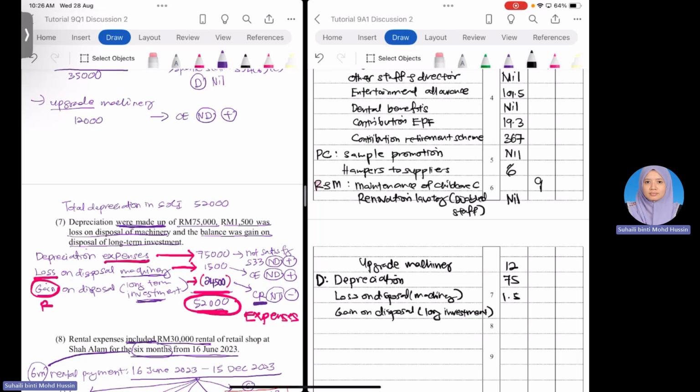Okay. So 24,500 ringgit you already added in the SOCI. What I mean by added, this is a gain. So in the SOCI, when you have the revenue, you just add it. So you already added 24,500 ringgit, but in taxation, this is a capital receipt, so the amount is not subject to tax. So we have to minus out the amount. Okay, 24,500 ringgit, you have to minus out the amount.